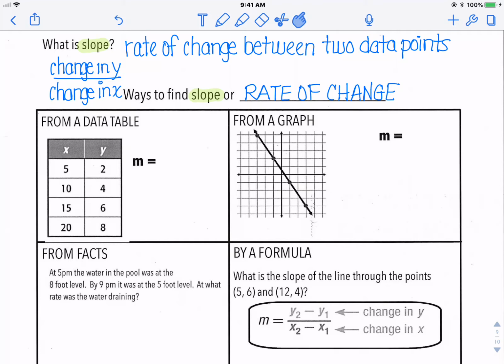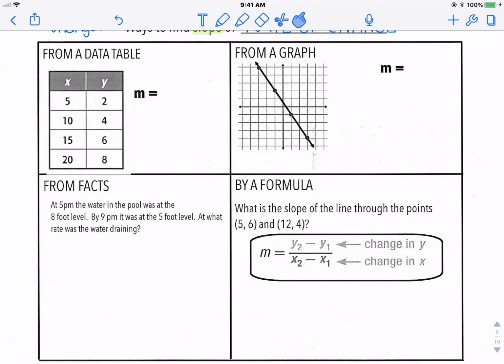So let's make sure we can do this from a data table, a graph, from facts, and then by a formula. From the data table, I can easily check what 4 minus 2 is to see that the y's increase by 2. And then I can check what my x's are doing. My x's happen to also be increasing. We've used a lot of positive numbers here. Just be careful. They could calculate the rise or the run to be negative.